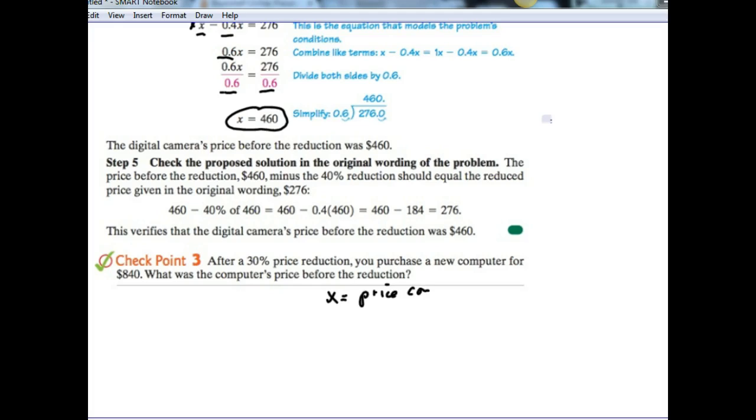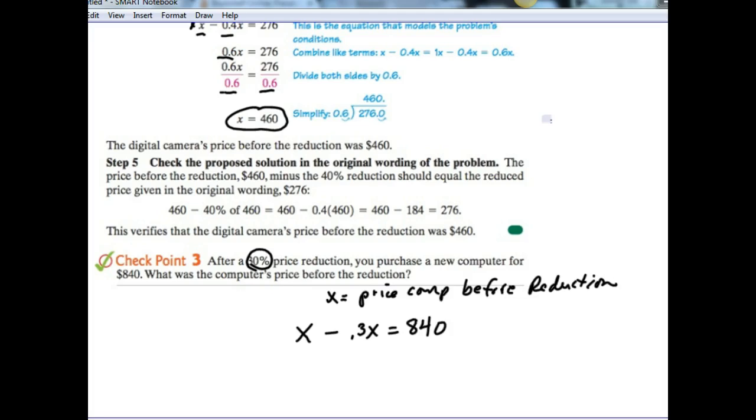I'm going to say price of computer before reduction, because that's what the question was asking. So that's what the variable should define. Now, you've got the price of the computer before reduction minus, now because it's 30%, that's represented by 0.3x, and then the new reduced price was $840.